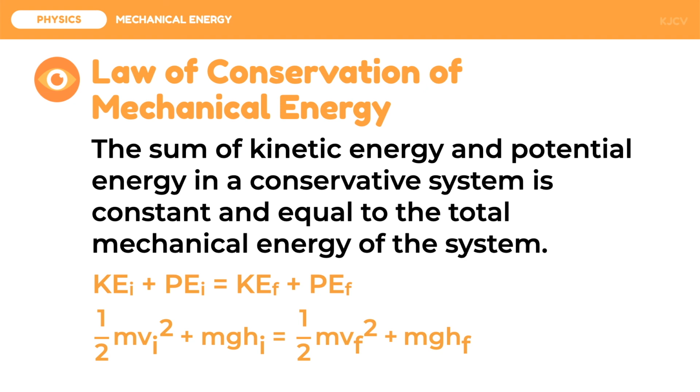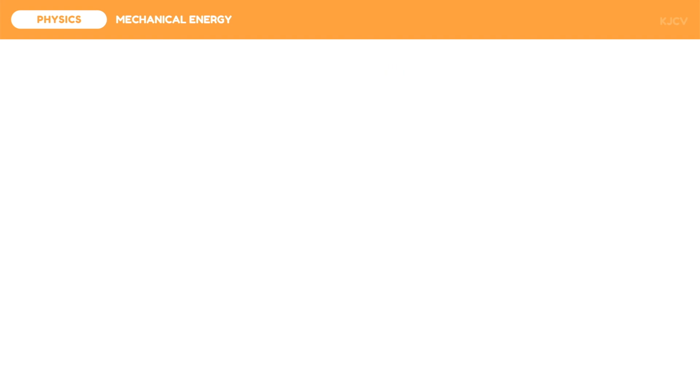Take note that the initial and final time here does not always indicate time 0 and the actual final time of the object. It may also indicate two different times, the earlier time being the initial time and the latter time being the final time. To wrap up this lesson, let us review the following key points.